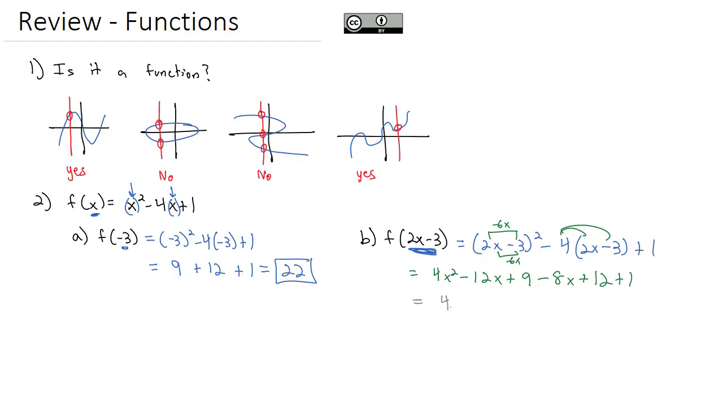All I have to do to finish simplifying is just combine like terms. We've got the negative 12x and the negative 8x is negative 20x. Then we've got 9 plus 12 plus 1. That's going to be plus 22. So that is our simplified expression for f of 2x minus 3.